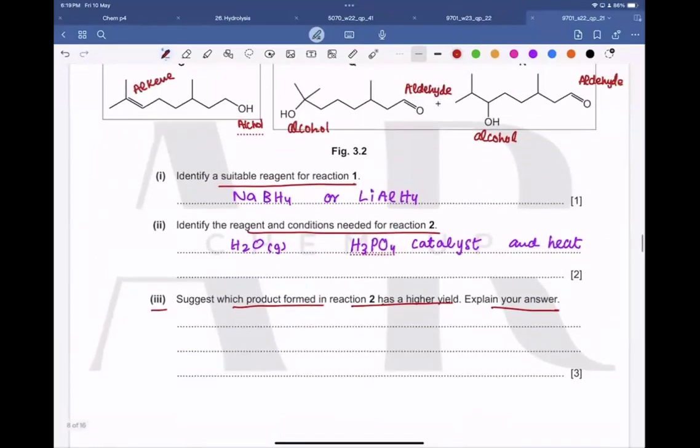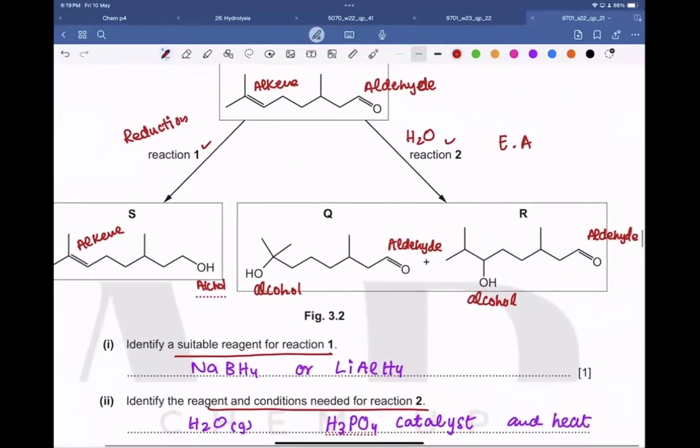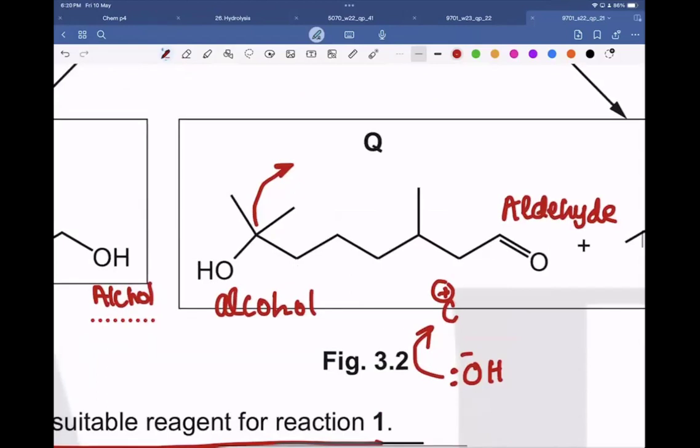Okay. Now, third part, suggest which product formed in reaction two has a higher yield. Explain your answer. So if you see over here, we are getting OH on this carbon, and here we are getting OH on this carbon. So if you recall, OH is a negative ion or a nucleophile, so obviously it is going to attack a carbocation. So it means in Q, this carbon actually became the intermediate carbocation. And on this carbon, there are three alkyl chains, which means it was a tertiary carbocation. Is this understandable to all of you?